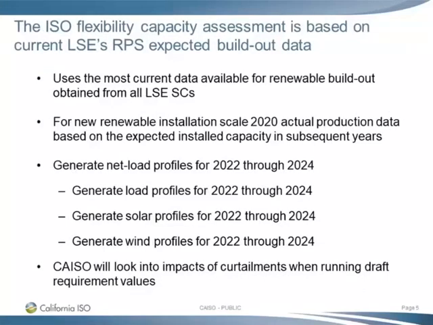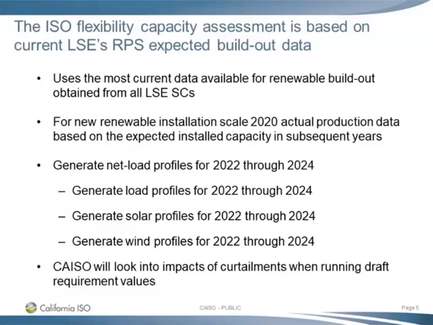So on slide 5, the ISO flex capacity assessment is based on the current RPS expected build-out. So what we do is we send surveys out in December each year, and we expect those surveys to come back middle of the month. This year, we were expecting all responses back by January 15th. We did receive all, which is good.